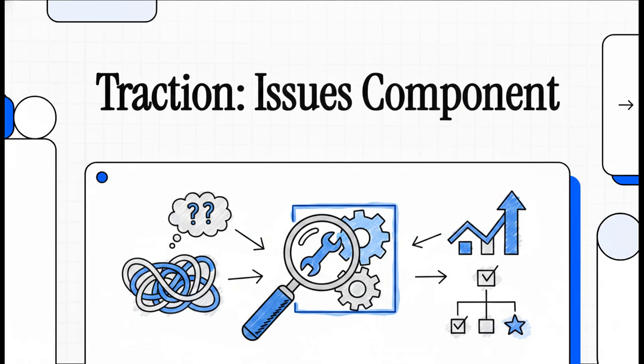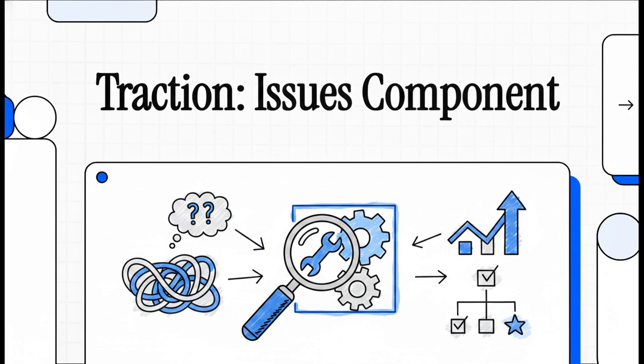Welcome to this explainer on Chapter 6 of Traction, where we're going to unpack the issues component. You know the feeling, right? If you're a business owner or a leader trying to implement the entrepreneurial operating system, you probably know this frustration intimately. You've got these recurring problems that just seem to drain your company's energy day in and day out. You're sitting in meetings week after week, watching the exact same roadblocks pop up, completely stalling your team's momentum.